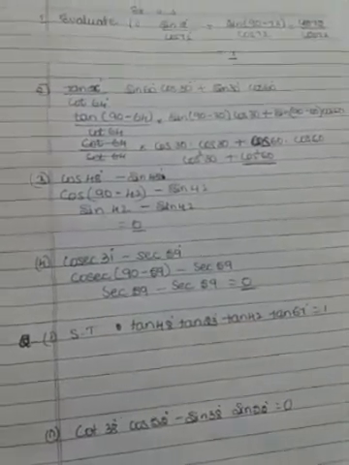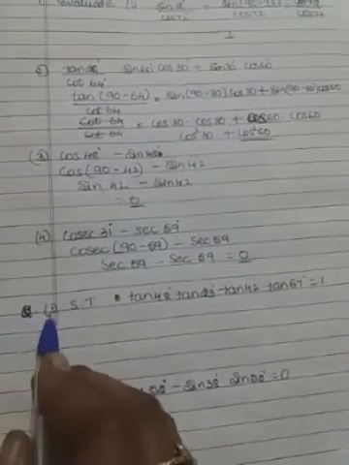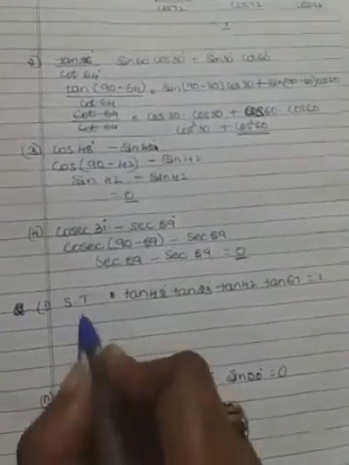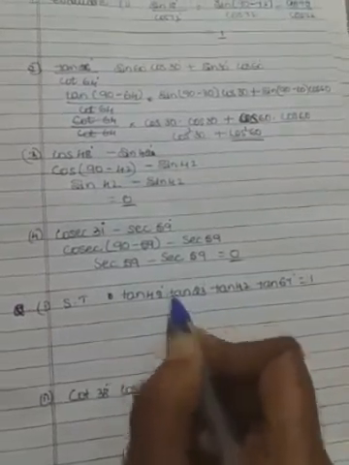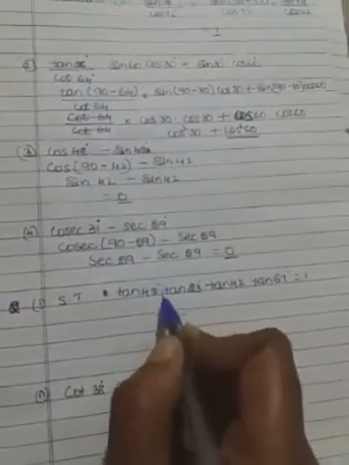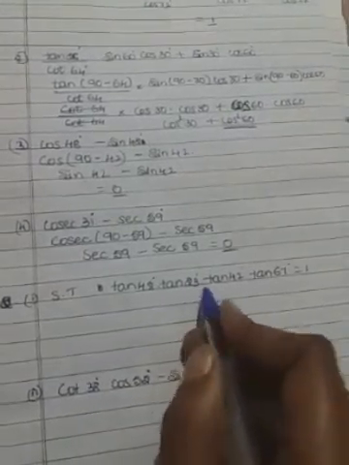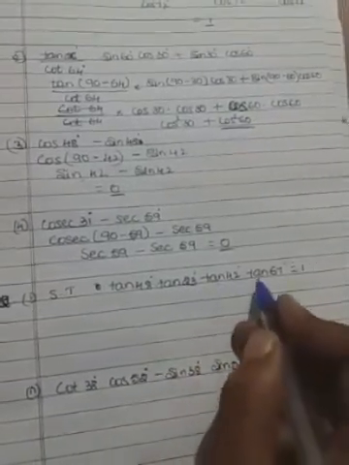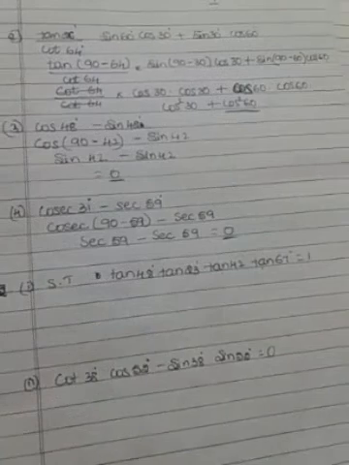Okay, hope you understand. Next we move to the second question, the first sub-question: show that tan 48 into tan 23 plus tan 42 into tan 67 equals 1. We want to show that, so let us take that.